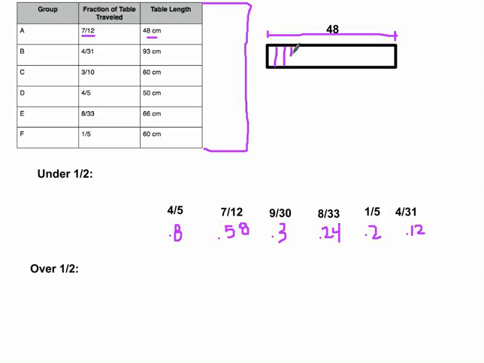2, 3, 4, 5, 6, 7, 8, 9, 10, 11. And I'm just doing it with my mouse so you can see that's not a very good job doing the parts. And I would label 7 of the parts. 1, 2, 3, 4, 5, 6, 7. I could shade in those parts, and I would label this traveled.